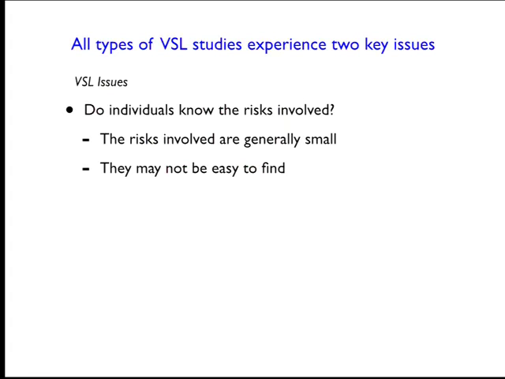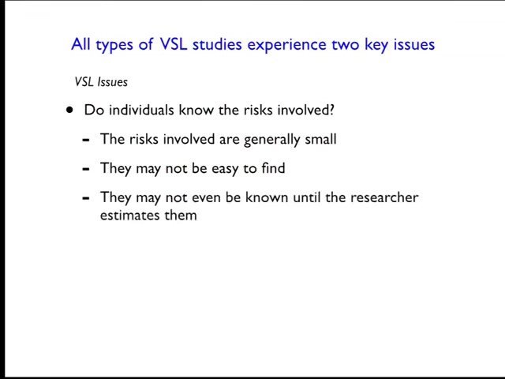So even if you are making the effort to figure out what the safety benefits are for a given feature, or say the risks for a given job are, it might not be easy to find that information. And in some cases, those numbers might not even be known until some researcher goes and estimates them. And then sometimes even if the researcher estimates them, you might not believe the estimate because of some sort of omitted-variable bias problem. So whether or not individuals are fully informed about that risk, I think, is a big question in a lot of VSL studies.